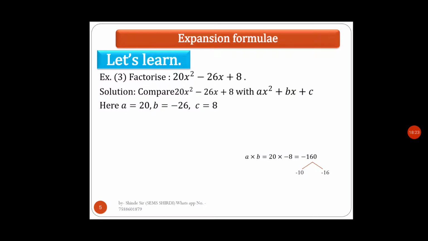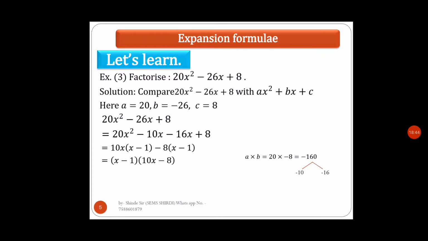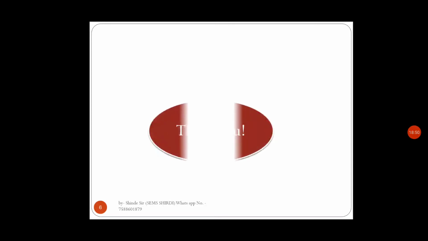Okay, again we split the middle term, 20x square minus 26x plus 8. Now here we get 20x square minus 10x minus 16x plus 8. Now here 10x is common, x minus 1, minus 8 into x minus 1. Now here x minus 1 into 10x minus 8. These are the factors of the given quadratic trinomial. Okay, in this way we find out factors of a quadratic polynomial.